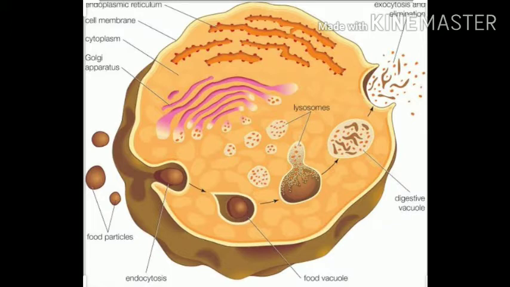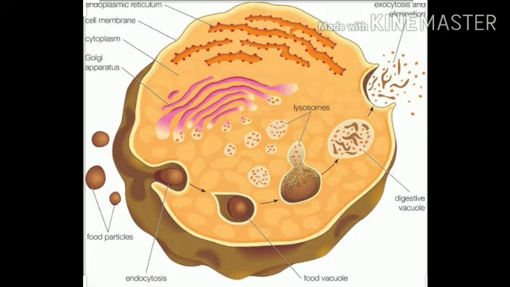The lysosome is another organelle that is present in the cell, in the human body cell or the animal cell, you can say. It is a membrane-bound, vacuole-like structure, and it contains very strong digestive enzymes and proteins.